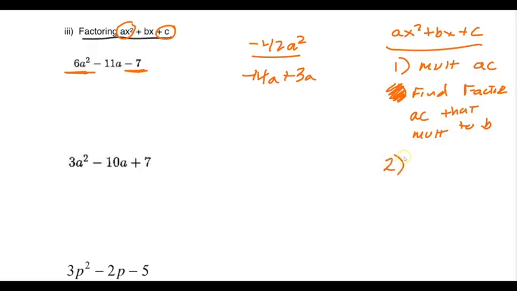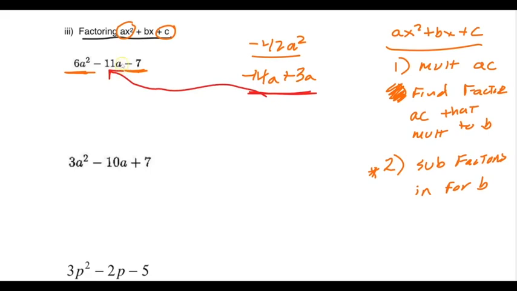Step 2, this is the new part. You're going to sub the factors in for B. That's a new step. We're going to get the factors we just found, these two guys, and plug them in for B. B is negative 11. This is negative 14a plus 3a. That's negative 11 also. We're just going to plug it in. It's going to look like this: 6a squared minus 14a plus 3a minus 7. We're going to sub our factors in for B.